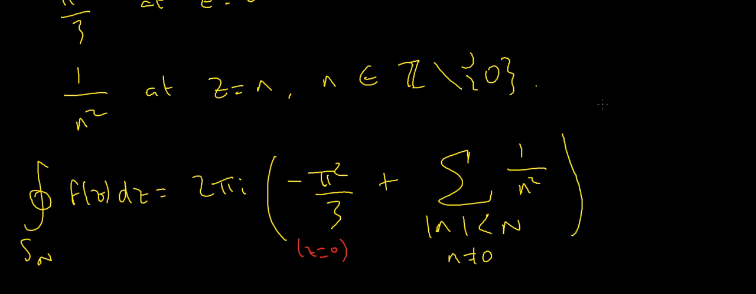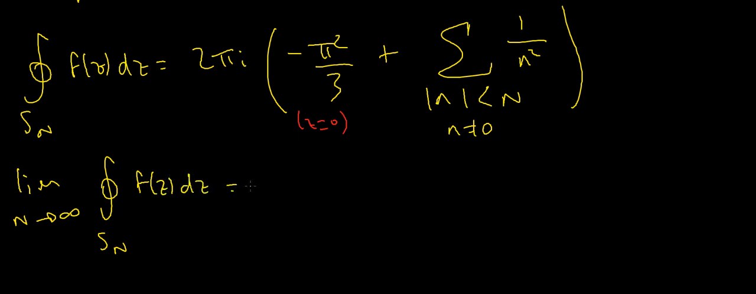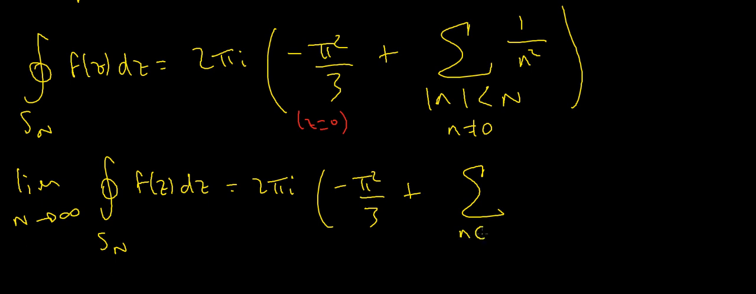Now I want to let N go to infinity. So the limit as N goes to infinity of the contour integral over S_N of f(z) dz is equal to 2πi times −π²/3 plus, if N goes to infinity, the sum over all possible integers n, not including 0, of 1/n².